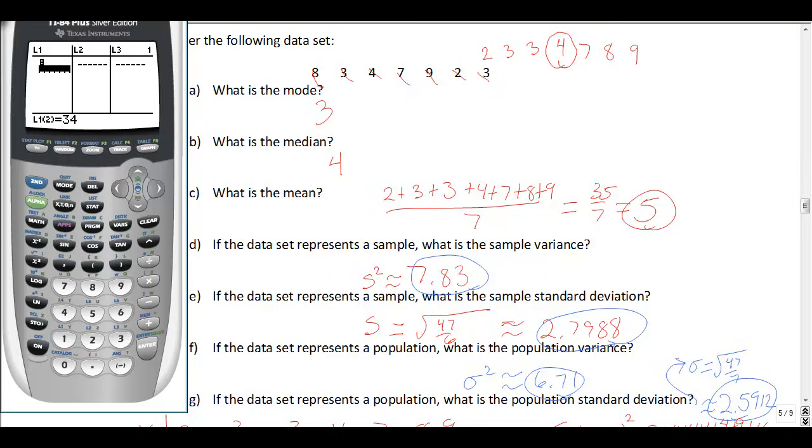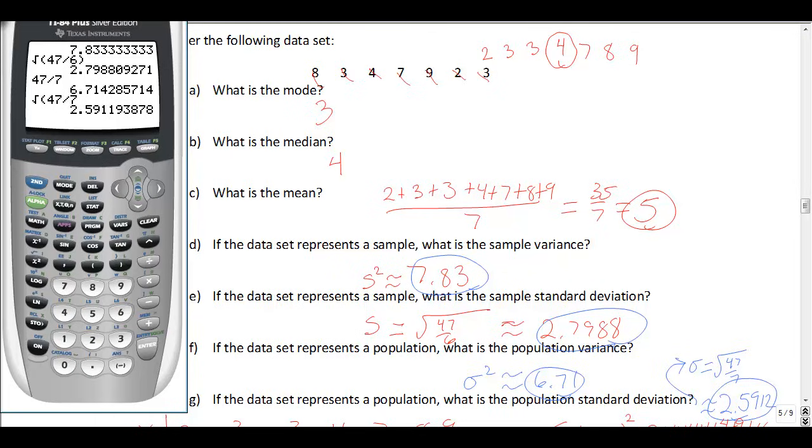8, 3, 4, whoops, no, I didn't get the 3 there. 3, I didn't hit enter. 4, 7, 9, 2, and 3. So that's the 7th number. That's good. I'm going to quit out of this. So I just want to enter these numbers into L1 or whichever list you want.